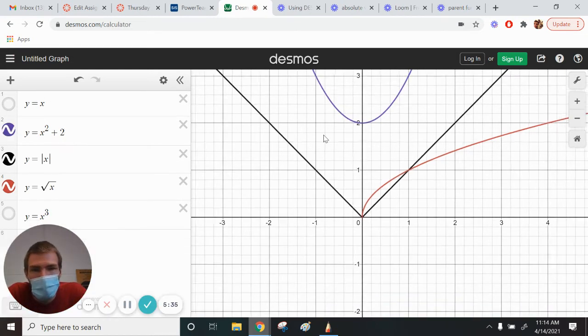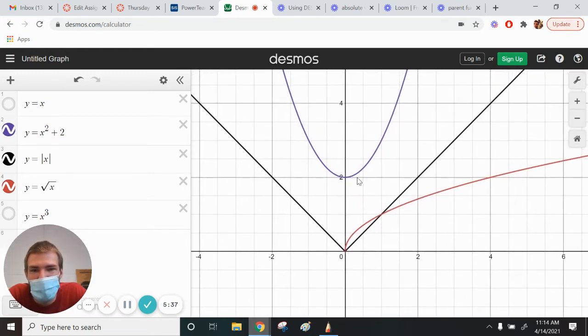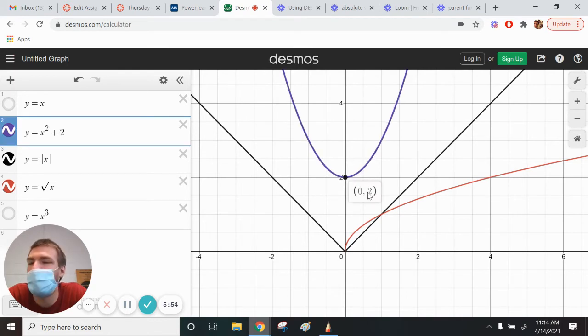let's talk about that, okay? How has my quadratic been changed by putting that plus 2 on the end of it? What do you think? What would a kindergartner say? Yeah, it went up, right? When I put the plus 2 there, it went up, and you can see it's up at 2 now, okay?